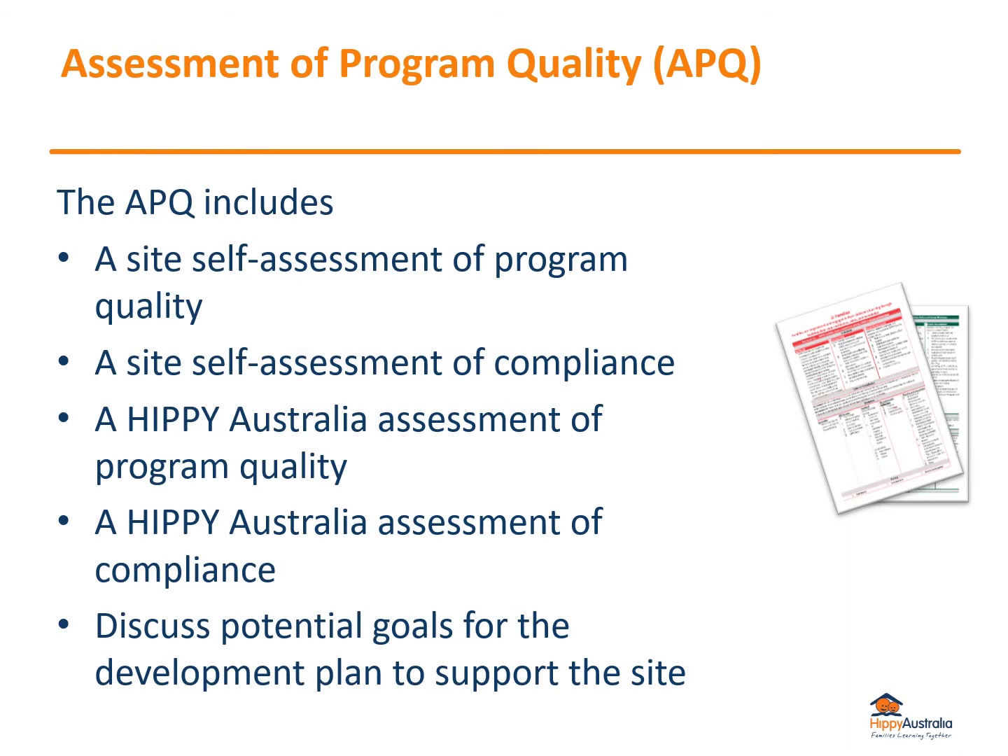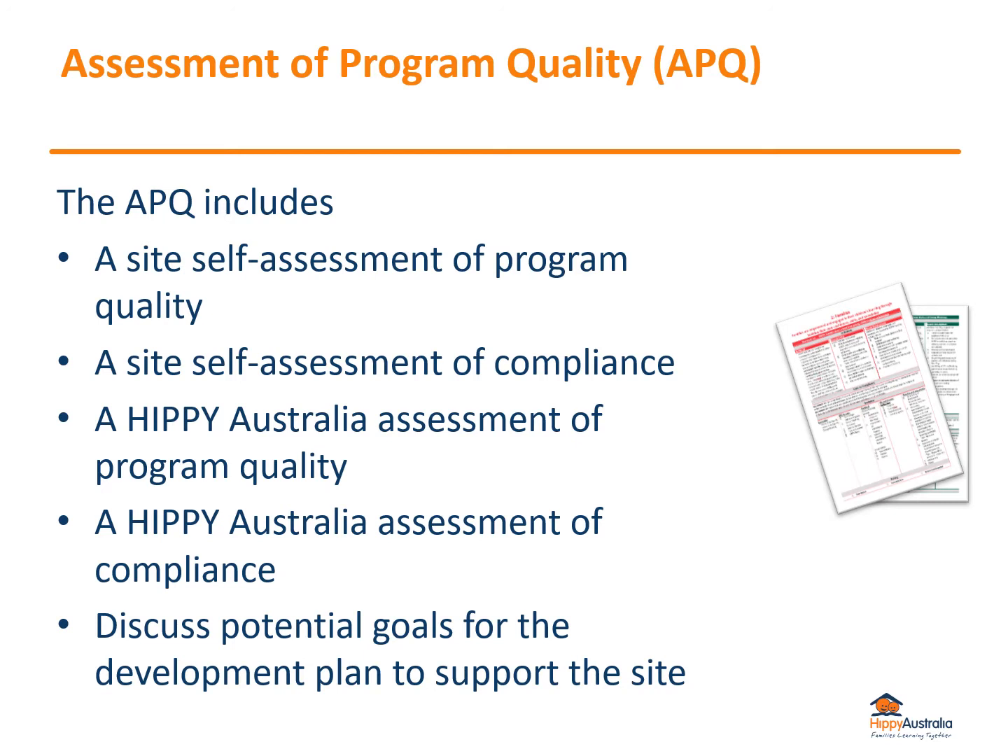So what does the APQ consist of? During the APQ, the site completes a self-assessment of their program quality. The self-assessment involves reviewing what the site does against the HIPI outcome areas, the quality standards, and the compliance indicators on the compliance checklist. It also includes a HIPI Australia assessment of program quality where the HIPI Australia assessor reviews the site's performance against the HIPI outcome areas, the quality standards, and the compliance indicators on the compliance checklist.